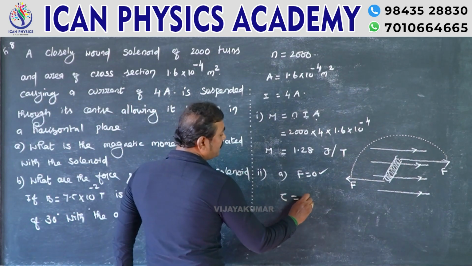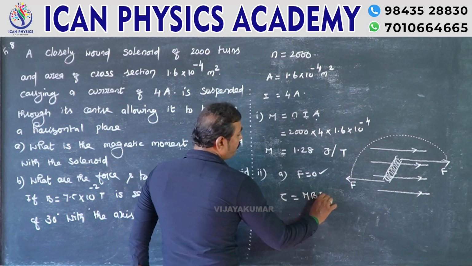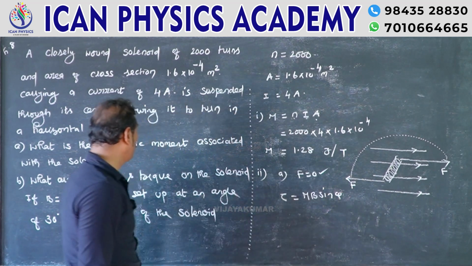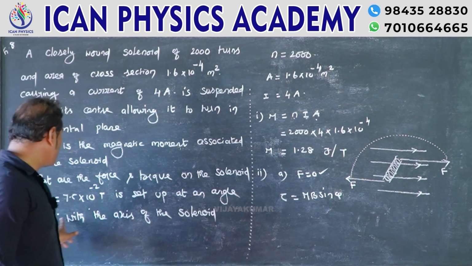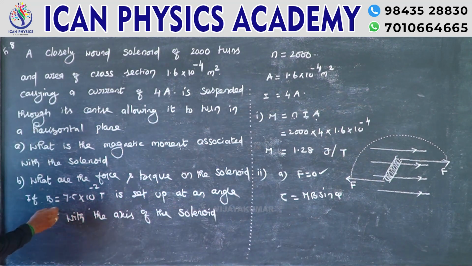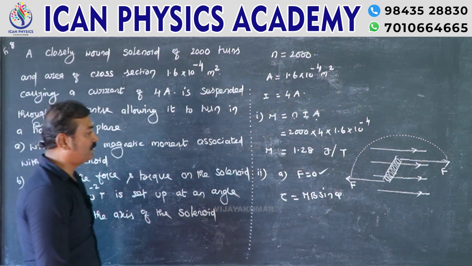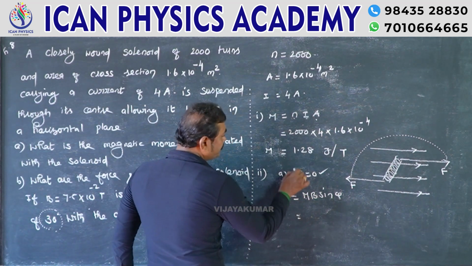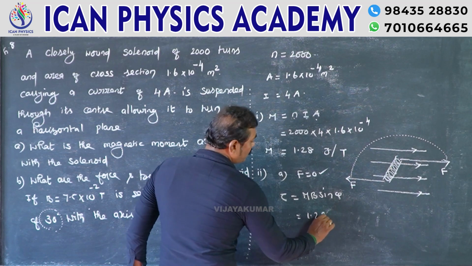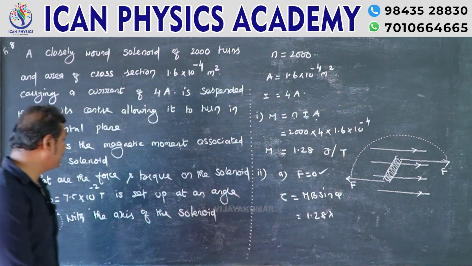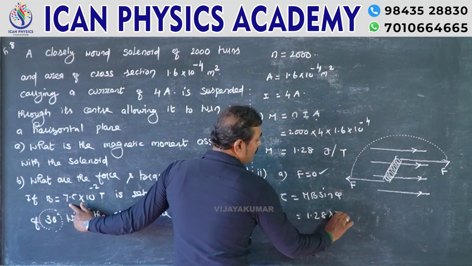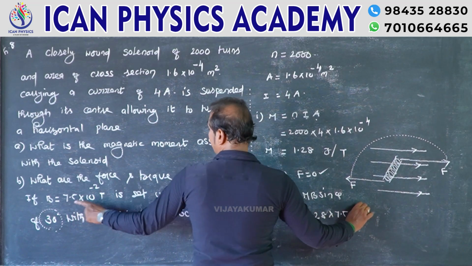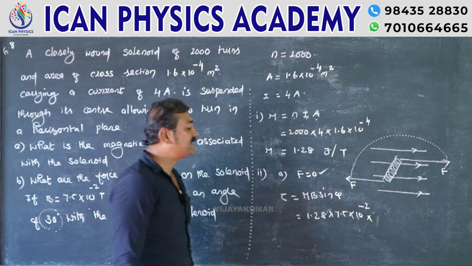So, what is torque? Torque equal to M.B sin theta. If B equal to 7.5 into 10 to the power minus 2 Tesla, set up at an angle of 30 degree. So, what is the angle? 30. So, what is the value of M? 1.28 into magnetic field. So, what is the value of magnetic field? 7.5 into 10 to the power minus 2 into sin theta.